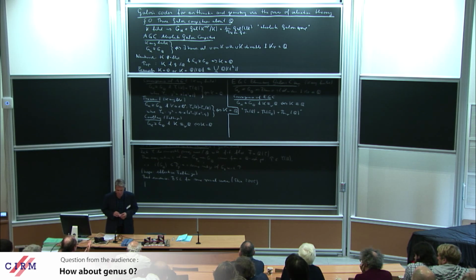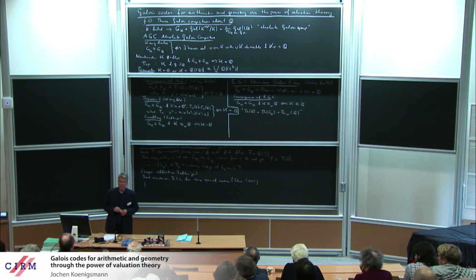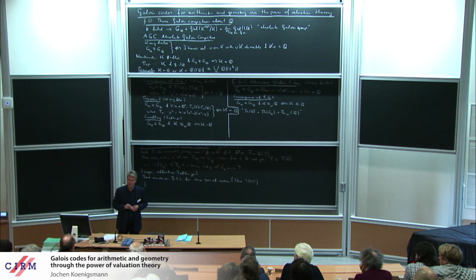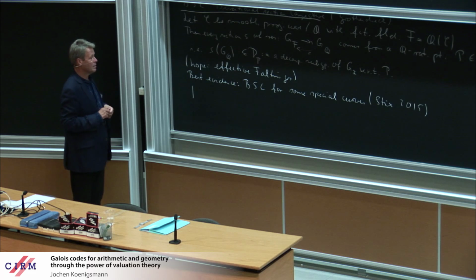Is genus 0 trivial or not? No, not at all. Sorry, no. Otherwise, we would be done, because you can always embed a genus 0 thing into any function field, and then no, it's not at all trivial. So even over Q(t), it's really a very delicate issue.